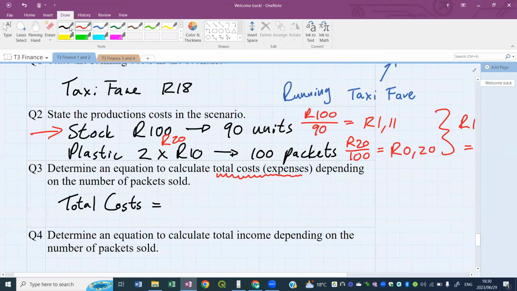Let's come back down to my formula on question 3. Do you have an idea how we're going to do the equation here for question 3? The total costs of this venture, selling these cupcake packets, consist of 2 costs: the running costs and the production costs.